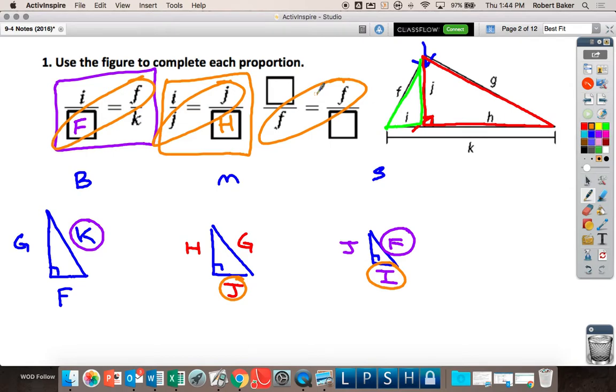You see how we get this repetitive. So as you set up your proportions today, you should start to see some common numbers, maybe diagonal from each other.